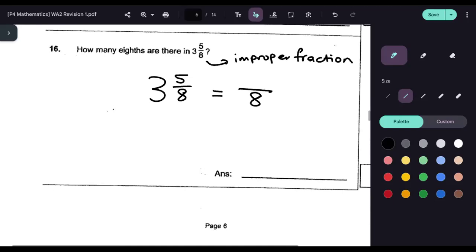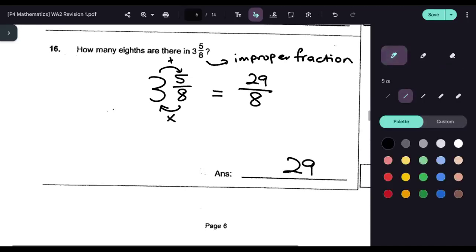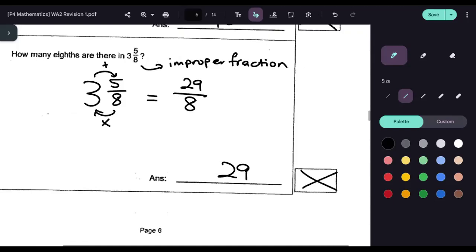Okay, understand? So, improper fraction will be 8 times 3 plus 5. 8 times 3 is 32. Okay, my bad. 8 times 3 is 24. 24 plus 5 is 29. So it will be 29 eighths. Okay, got it? Alright, next one.